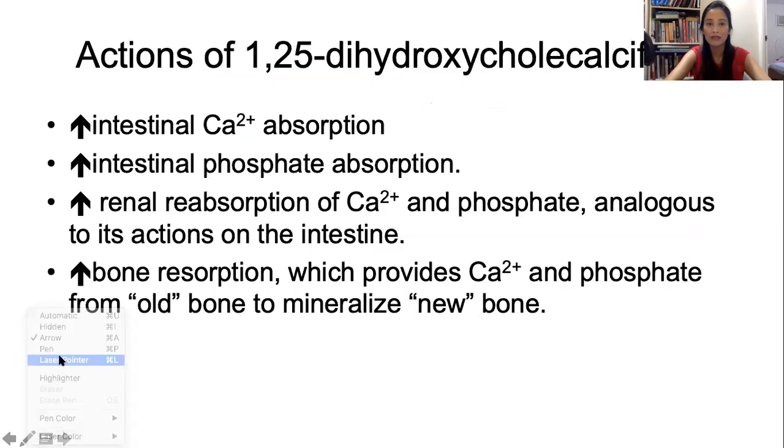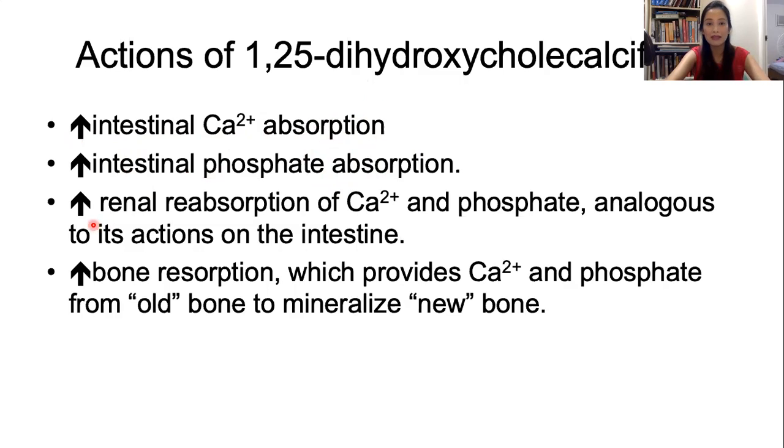So next, we go to the actions of your activated vitamin D. As I mentioned earlier, the net effect will be to increase intestinal calcium absorption and increase intestinal phosphate absorption in order to provide materials for bone formation, no?